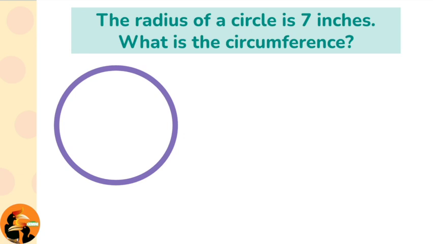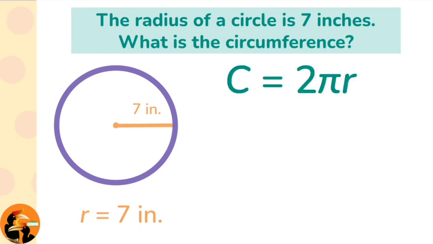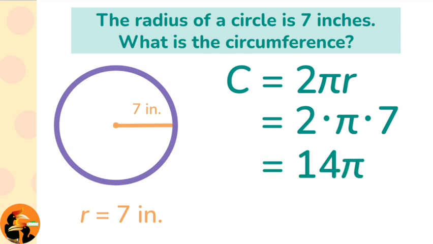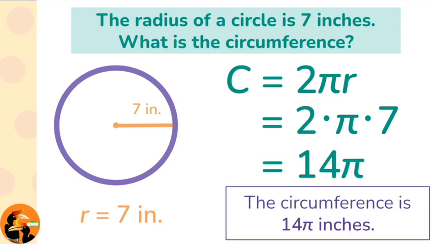For our first example, we're given the radius and asked to find the circumference. First, let's go over what we know. We know that the radius is 7 inches. Let's use the formula c equals 2 pi r to find the circumference. Plugging in 7 for r gives us 2 times pi times 7, or 14 pi. The circumference is 14 pi inches.